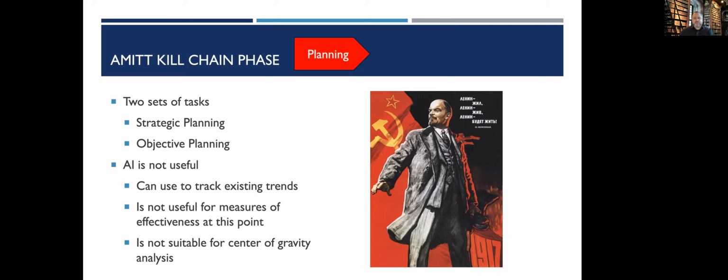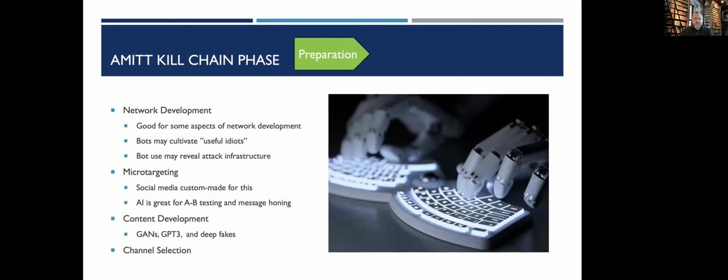And so if you're conducting misinformation or disinformation attacks, the planning stage is primarily a human endeavor and not really aided by artificial intelligence. The next step is preparation, and preparation is where you get things set up and ready to go to actually execute the attack. And so you start up with your initial network development, and your network development is both people and in some cases bots. And so, sure, artificial intelligence is useful.